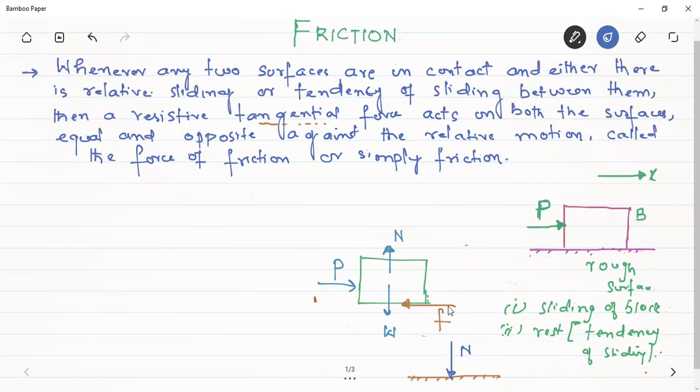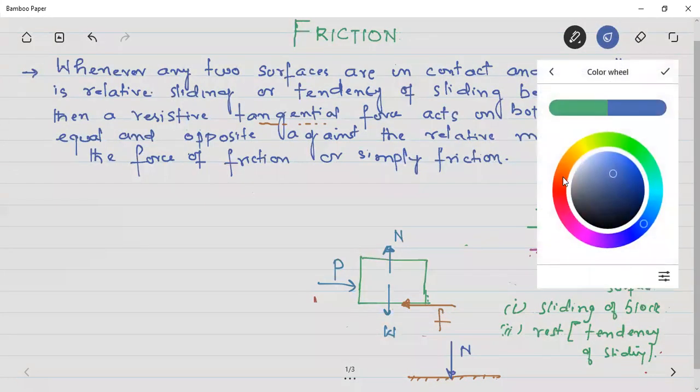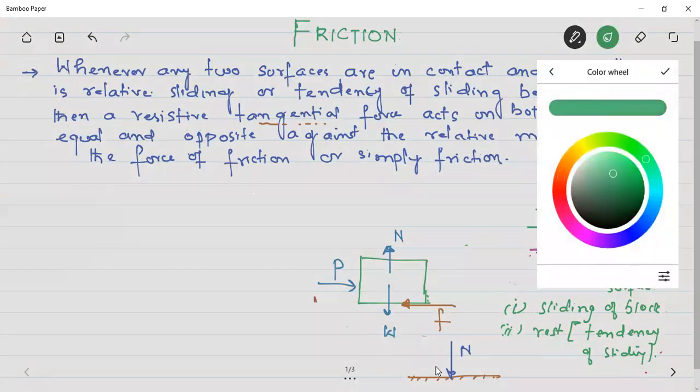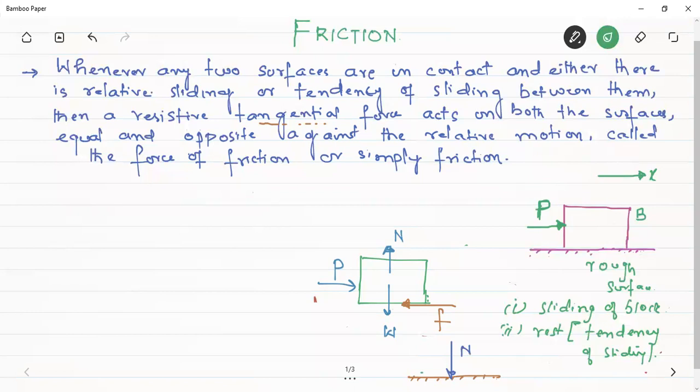Therefore, if the friction force on the block is in this negative x direction, the magnitude of the friction force will be the same on this ground, but it will be in the opposite direction according to Newton's third law of motion. So this will be the direction of the friction force on the ground.